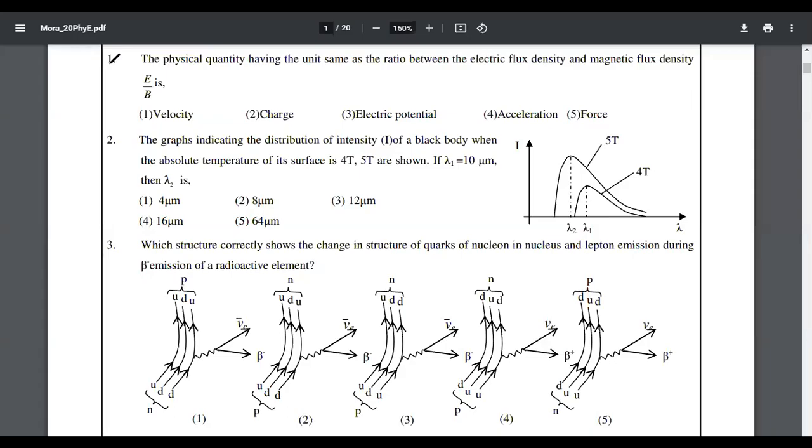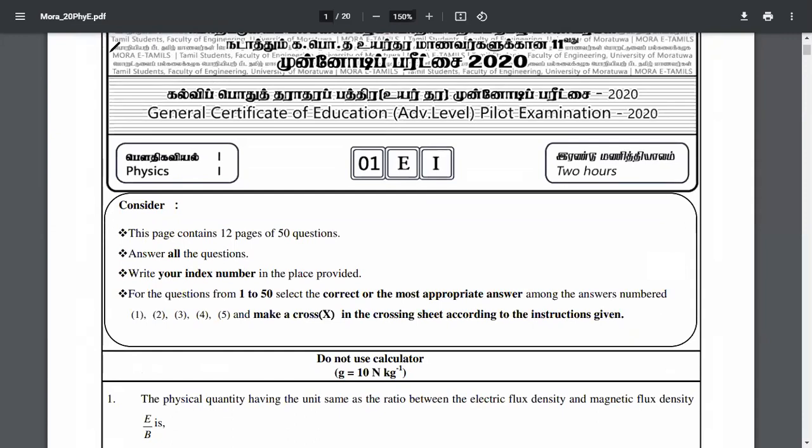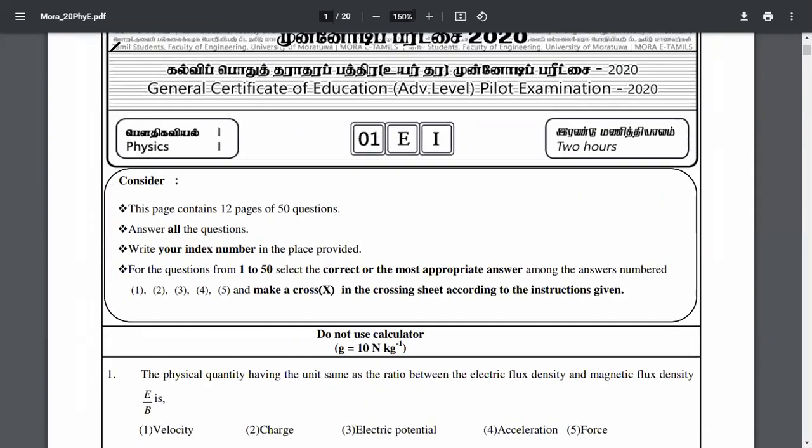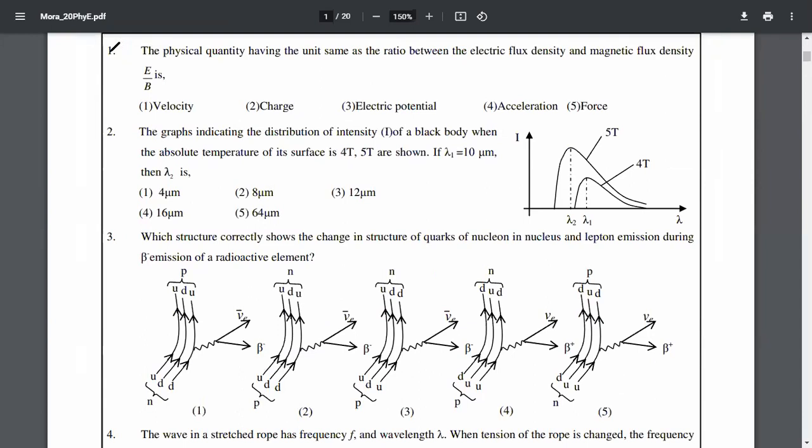All right, the paper today we are discussing is the model paper from the University of Moratuwa Engineering faculty. Every year they release this model paper, and this is from the year 2020. Physical quantities having the unit same as the ratio between electric flux density and magnetic flux density, E over B. We need to find out the dimensions or units of E over B.